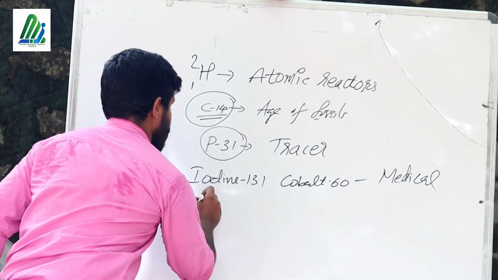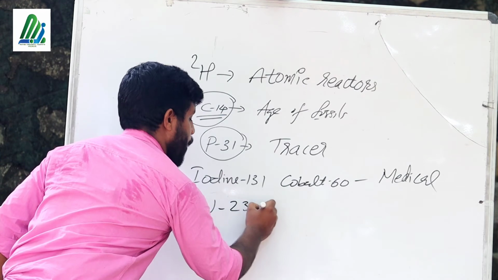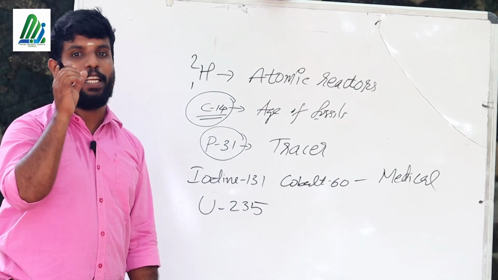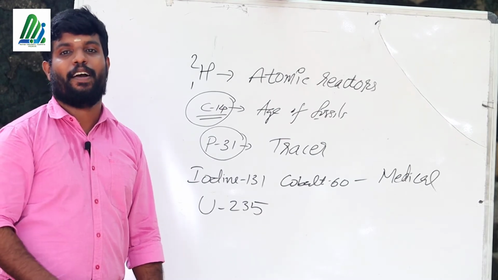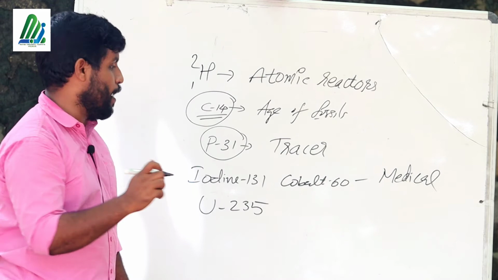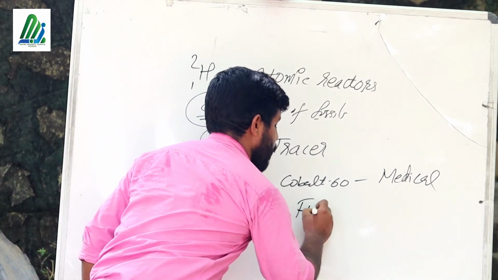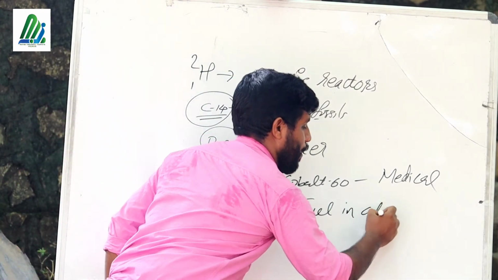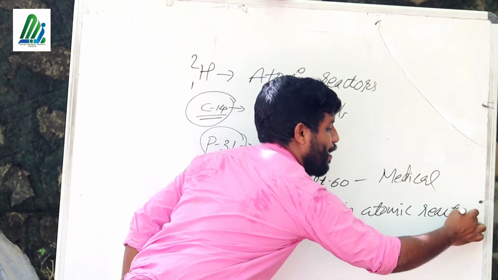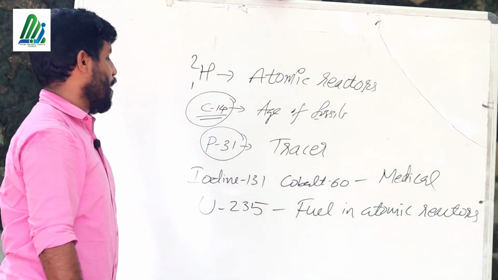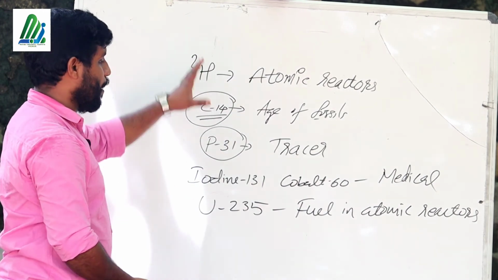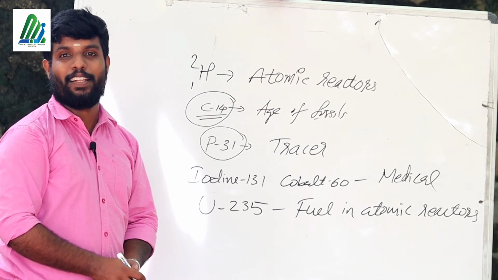Then another one is uranium 235. Uranium 235 is especially used as a fuel in atomic reactors. So these are the isotopes and their uses.